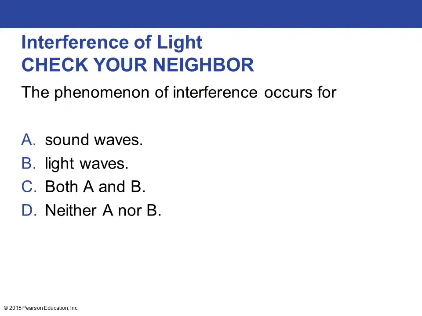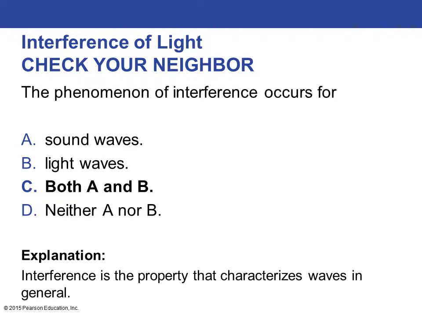The phenomenon of interference occurs for sound waves, light waves, both A and B, or neither A and B. And as we've talked about, interference can occur with sound waves and light waves. So interference is a property that characterizes all waves.